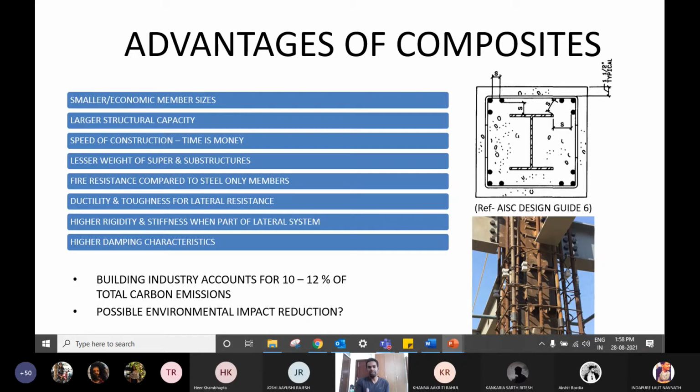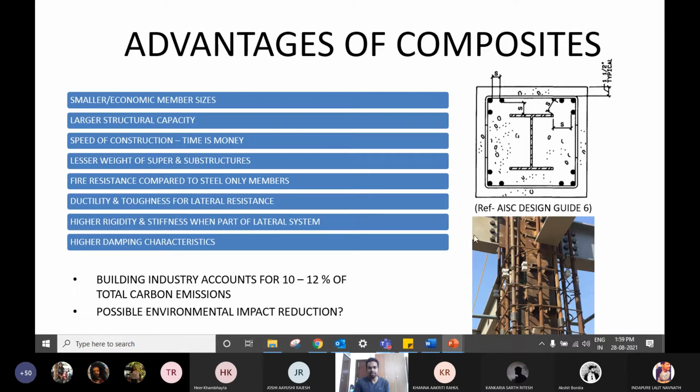Now, when we talk about economy in design, we are talking about buildings which are kind of bigger or taller, where more load comes on it. When those kind of buildings are designed, this could be economic instead of going for a traditional reinforced concrete, which is bigger in size. So obviously it has more structural capacity. And another important aspect is the speed of construction.